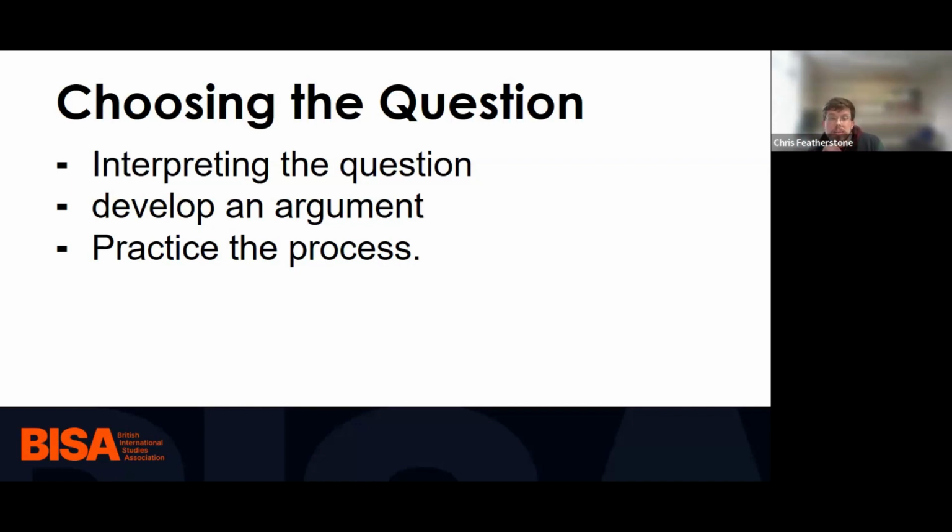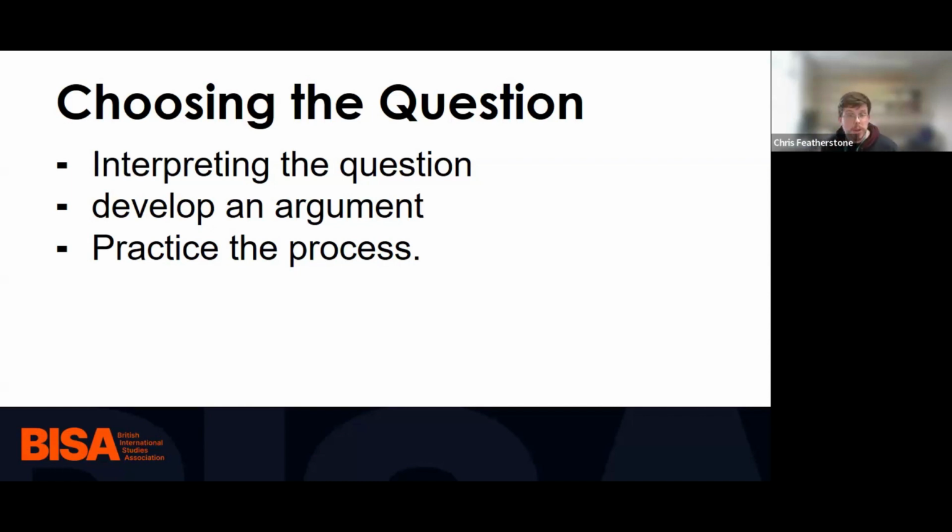If you have an essay question that has discuss at the end, then you will need to give a more rounded view of the topic and then come to your argument and tell us the answer to the question. So interpreting the question is a key point here.